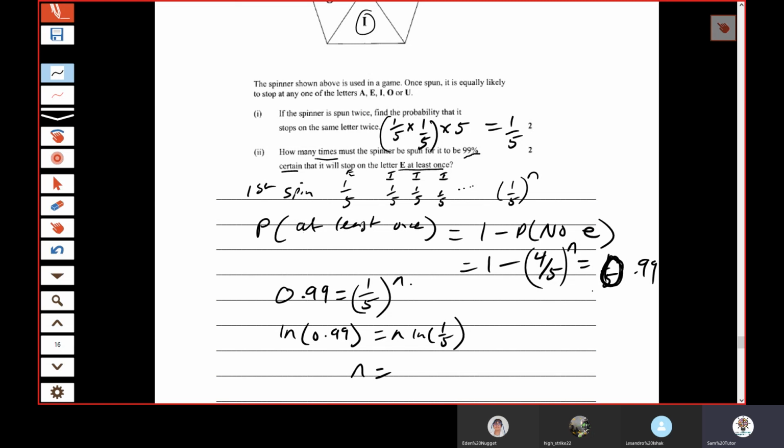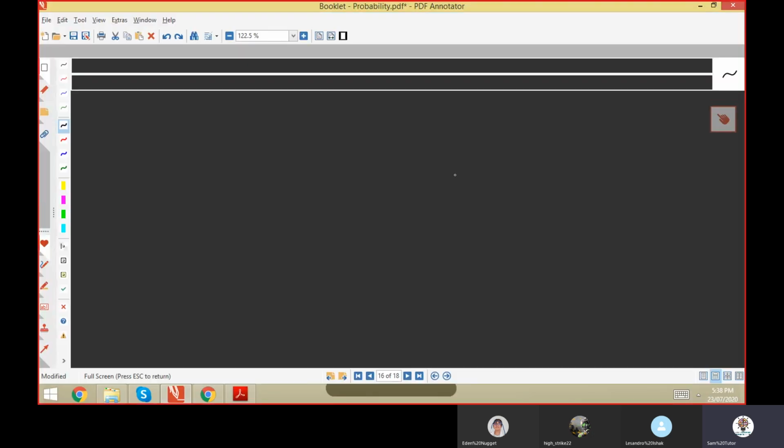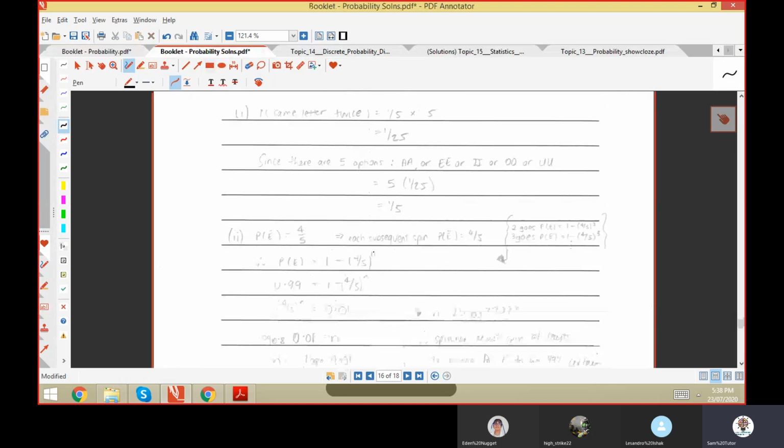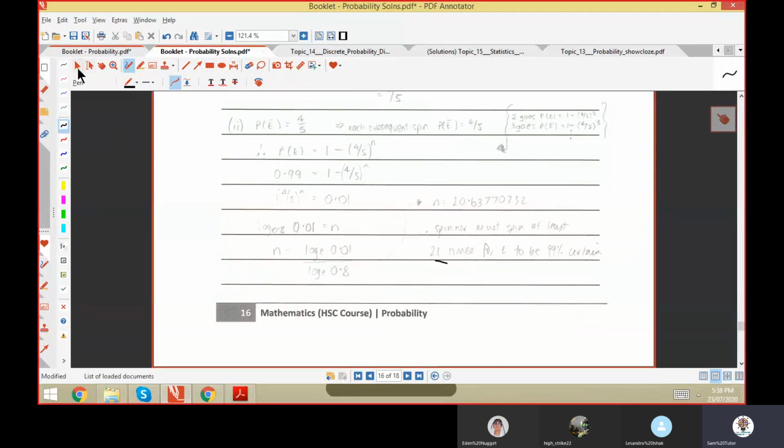Because that's to the power of n. So then that becomes negative 4 over 5 to the n equals negative 0.01. Sorry, 0.99 minus 1, divided by negative 1, log that divided by log of 4 over 5. I'm just doing everything in my calculator, which means n will be 21 times or something. Let me see. Yeah, 21 times.